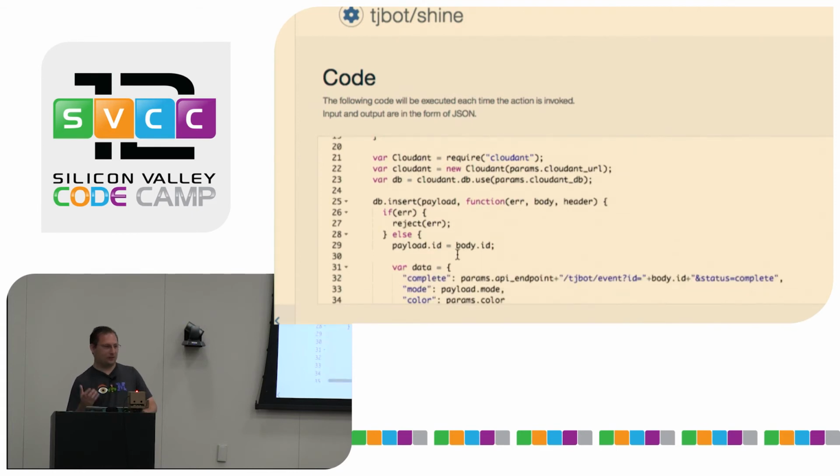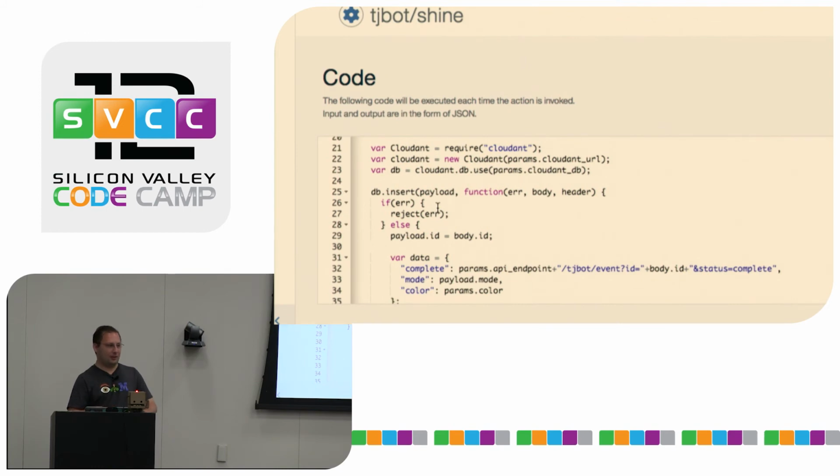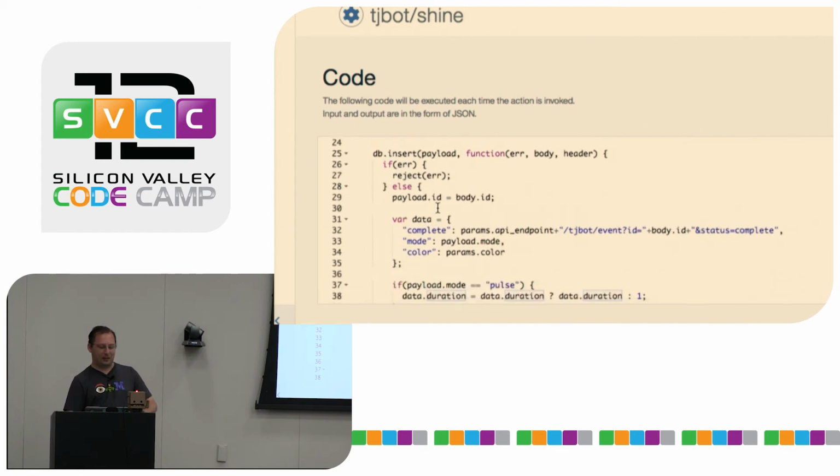So I create a Cloudant document. So Cloudant is our NoSQL database. It just stores JSON into the database, and I can update these documents as new data is published back to the cloud function.